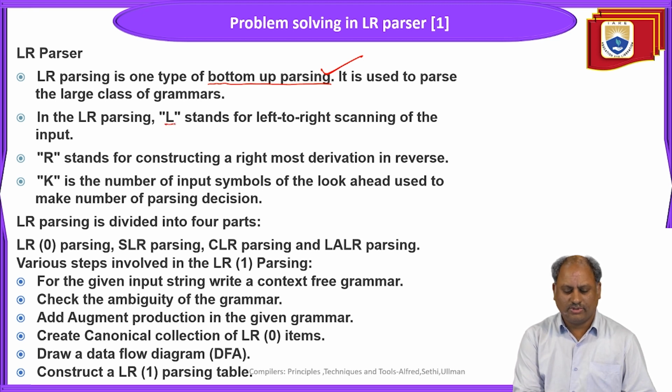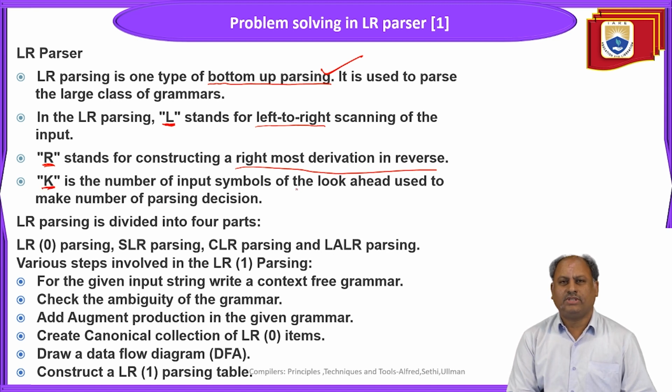In this LR parser, the L stands for left to right scanning of the input, and the R stands for rightmost derivation in reverse. Whereas K defines the number of input symbols of lookahead, which is used for parsing the data. It is divided into four parts: LR0, SLR parsing, CLR and LALR parsing.